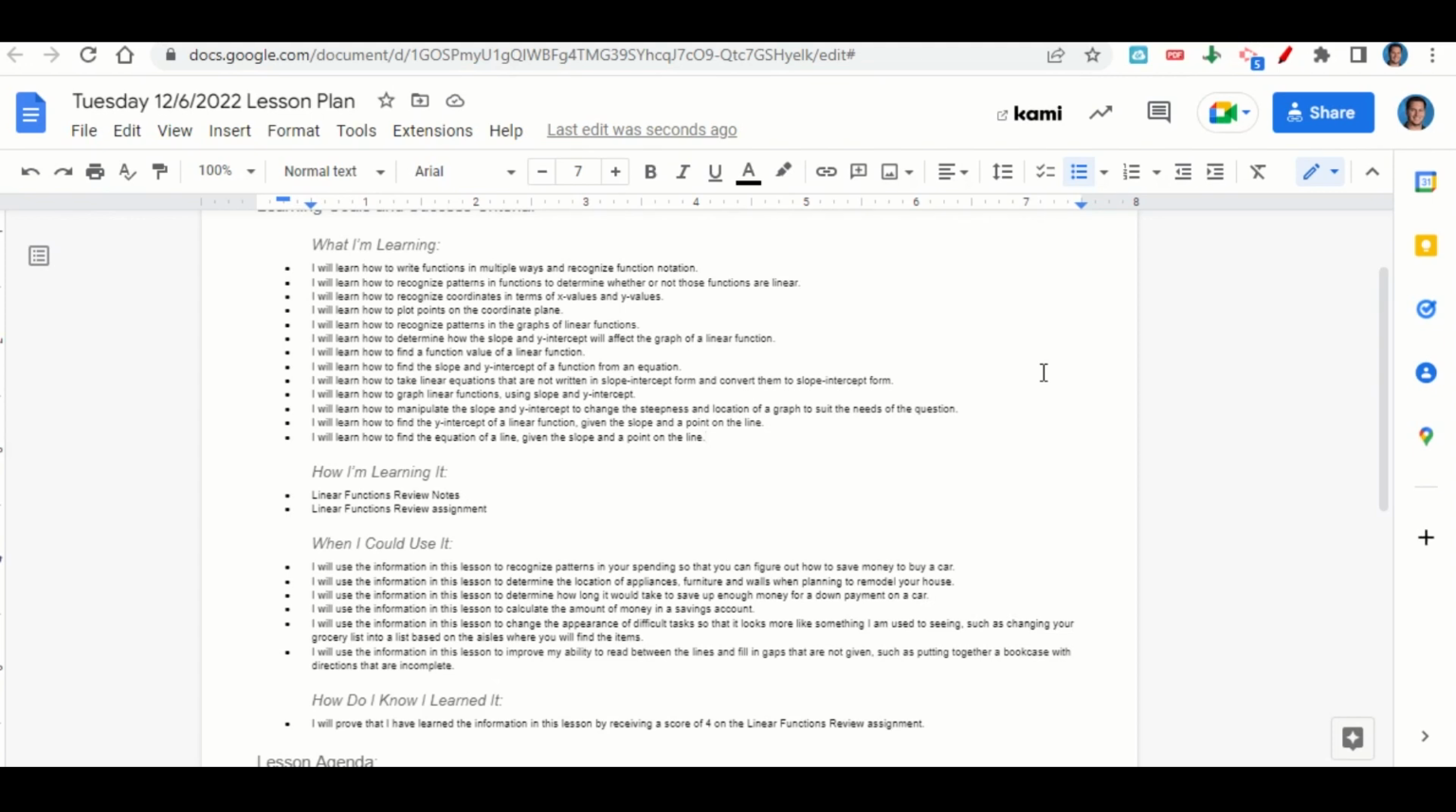to change the appearance of difficult tasks so that it looks more like something you are used to seeing, such as changing your grocery list into a list based on the aisles where you find the items, and to improve your ability to read between the lines and fill in gaps that are not given, such as putting together a bookcase with directions that are incomplete.